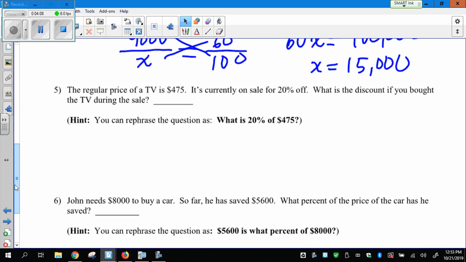All right, I'm going to let you set up the last two problems and figure it out. And then when you're done with that, you'll be ready to take the quiz.